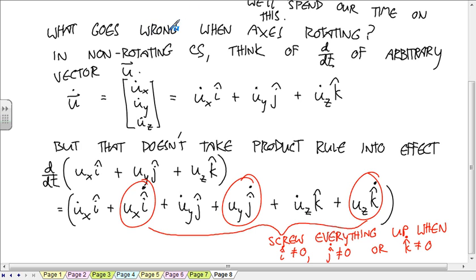So when the axes aren't rotating, this abbreviated way of taking time derivatives of vectors works fine because these terms go away. This is 0, this is 0, and this is 0. But if those axes are changing, you have to take these terms into account.